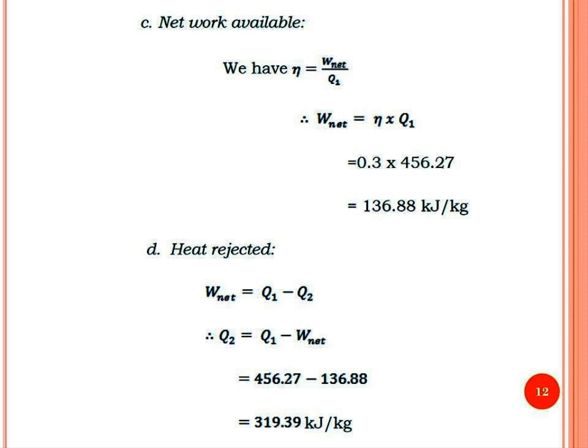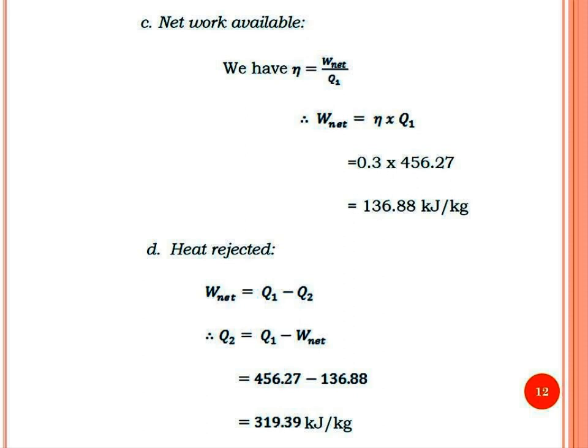But here we are approaching with a simple path, that is the net work equals efficiency into supplied heat. So efficiency is known to us, that is 30%, that is 0.3 into Q1, that is 456.27. So the net work available is 136.88 kilojoule per kilogram. Now the next task is to find out heat rejected per kg of air.